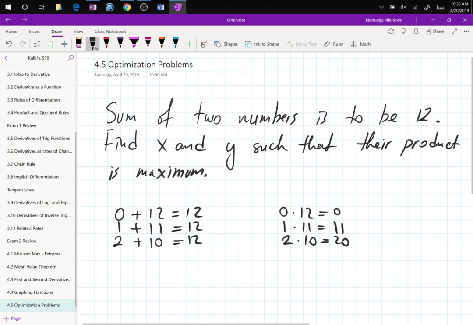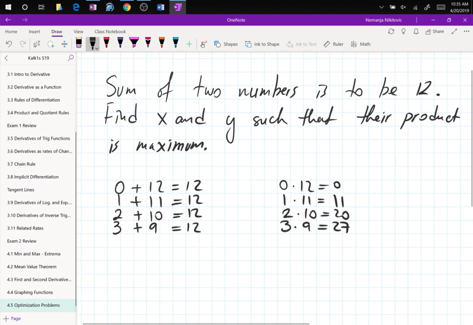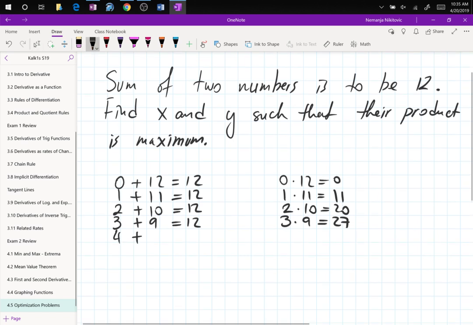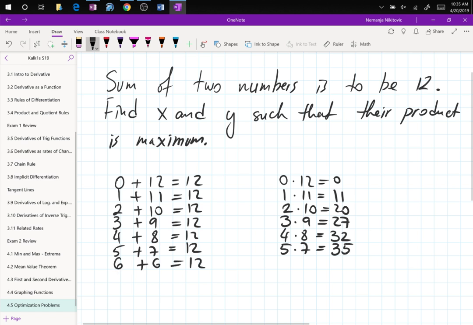We are looking for the product to be as big as possible while maintaining the sum of the two numbers to be 12. So 3 plus 9 is also 12. 3 times 9 is 27. Well, that's better than 20. 4 plus 8 is 12, and 4 times 8 is 32. That's even better. 5 plus 7 is also 12, and 5 times 7 is 35. 6 plus 6 is also 12, and 6 times 6 is 36. That's even better.